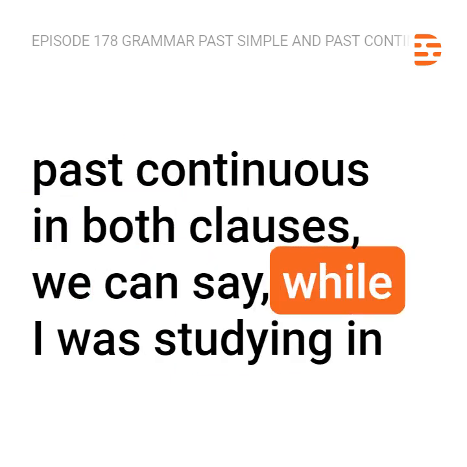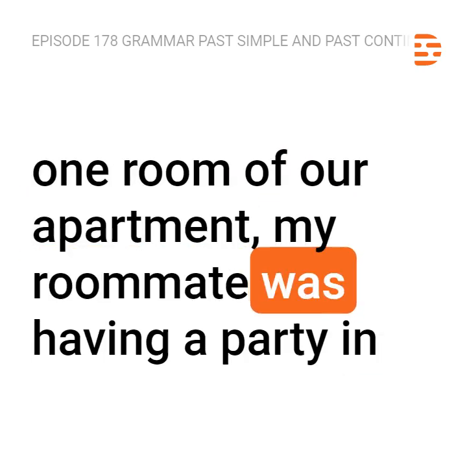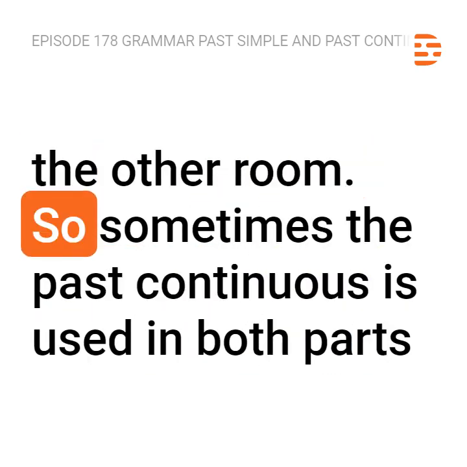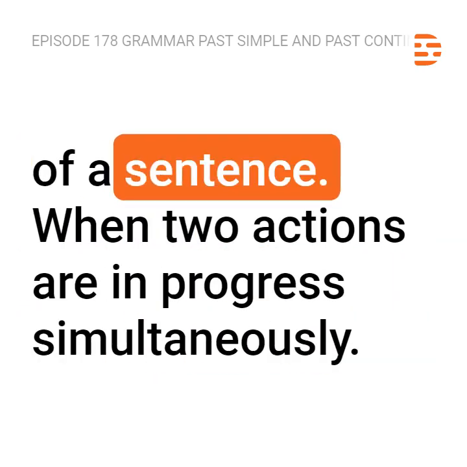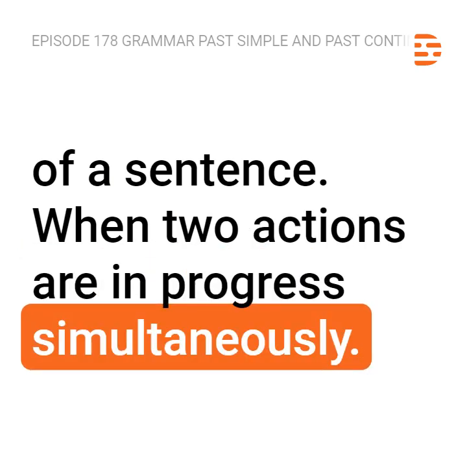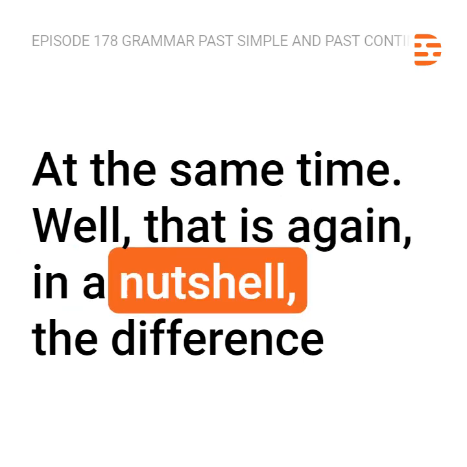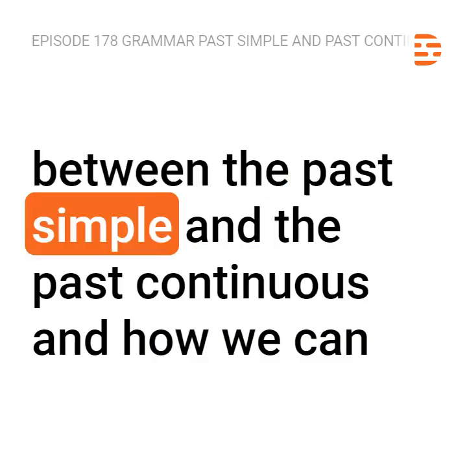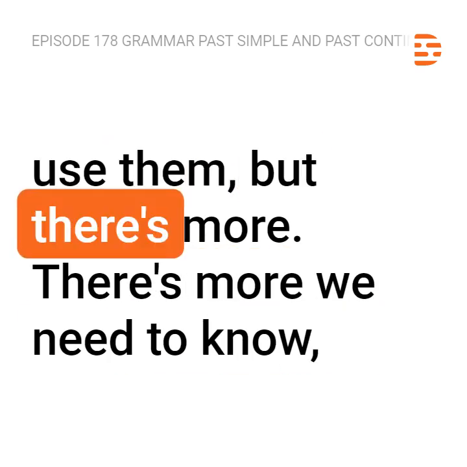We can say, while I was studying in one room of our apartment, my roommate was having a party in the other room. So sometimes the past continuous is used in both parts of a sentence when two actions are in progress simultaneously, at the same time. Well, that is, again, in a nutshell, the difference between the past simple and the past continuous and how we can use them. But there's more.